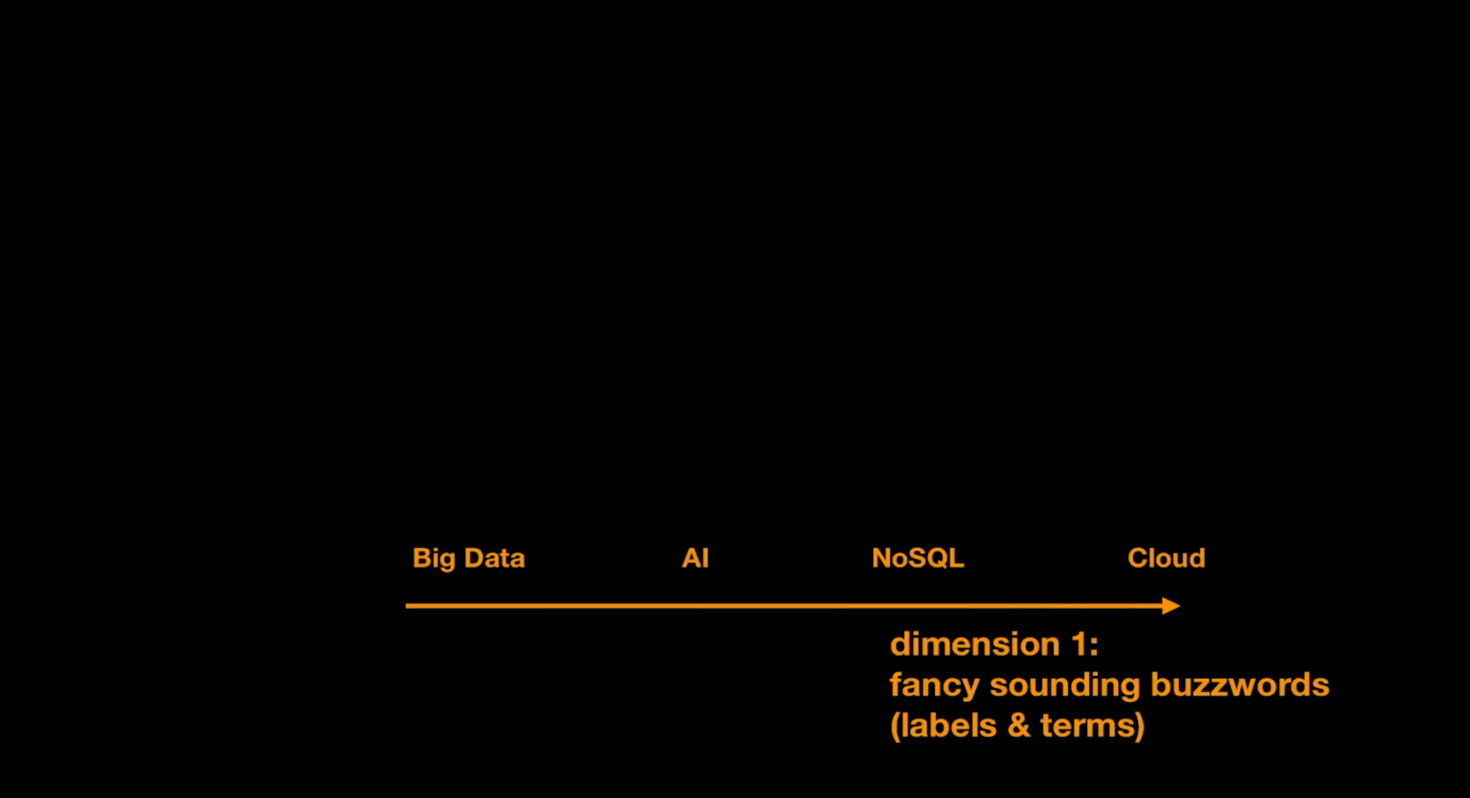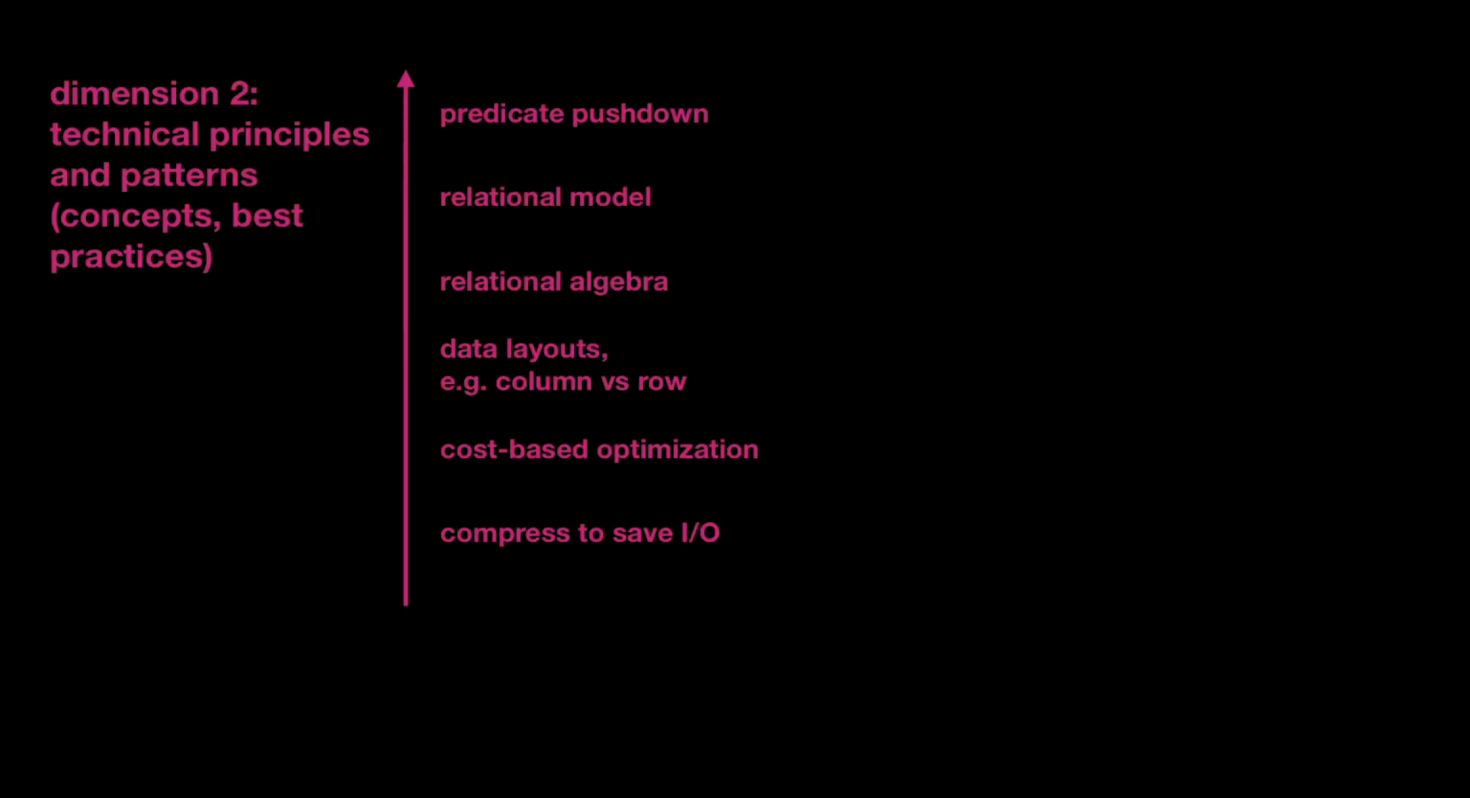The other wild thing happening in industry is concept versus technology. That's problem number 2. That's a confusion of design dimensions. There are different dimensions. One we learned about so far is these fancy sounding buzzwords, labels and terms that don't mean anything. That's dimension number 1. Then there's dimension number 2, technical principles, the things that are clearly defined, and I just mentioned relational model, algebra, and whatnot. But there's a third dimension.